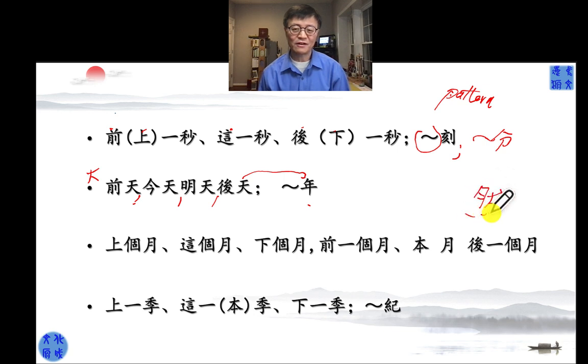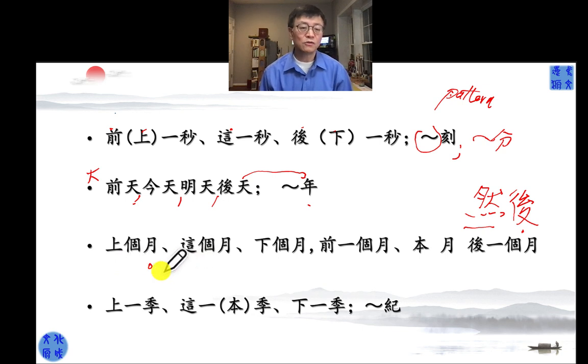然后呢, talking about 月. Then 然后, we're going to learn this character in just a couple of minutes. 然后, we didn't learn this before, 后, 前后, we learned this, right? 然后 in English means then. Talking about month, 上个月. Usually we don't say 上月, 下月. Usually we add a 个, that's just customary. In general, people just say it that way. 上个月, 这个月, 下个月. This is 这, and what about a pair of 那?